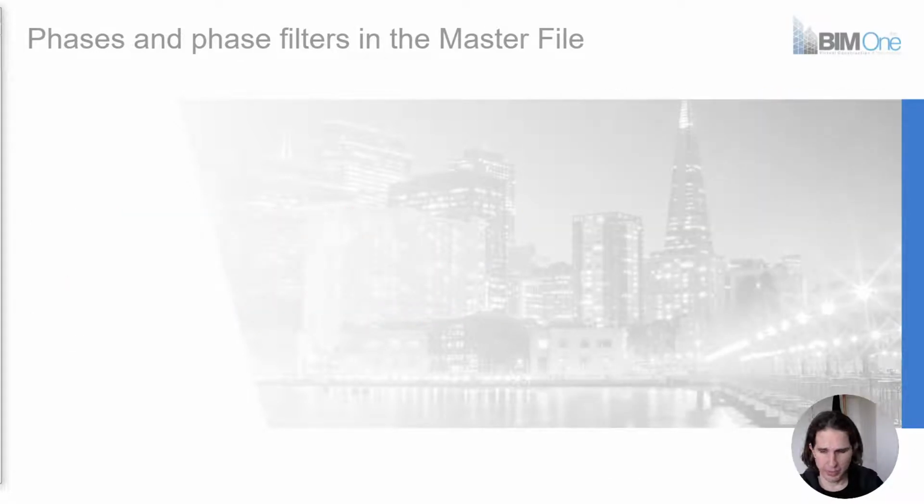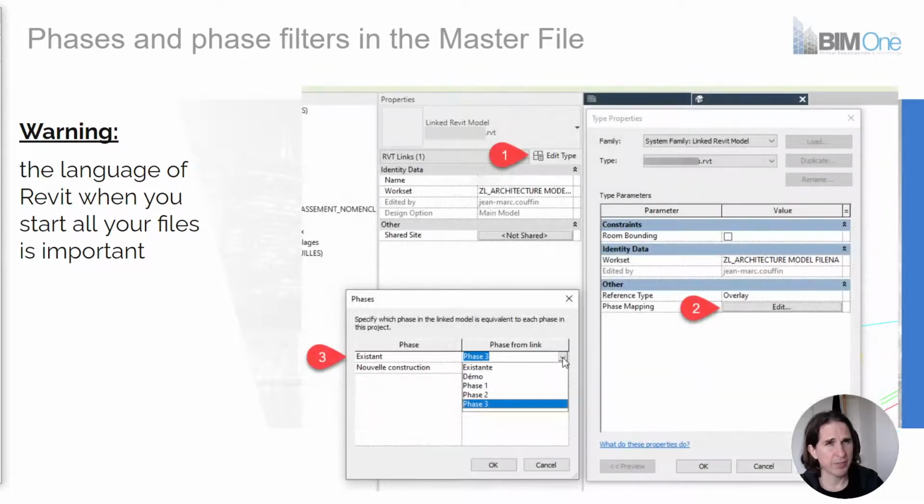Another thing that we need to set up in our master file is the phases and the phase filters. Pay attention to the language of Revit when you start all your models. This is important for the mapping of phases and phase filters between the link files, because you want a consistent display of the graphic elements. By default, the phase and phase filter take the language of Revit whenever you start a new file, unless you start with a specific template.